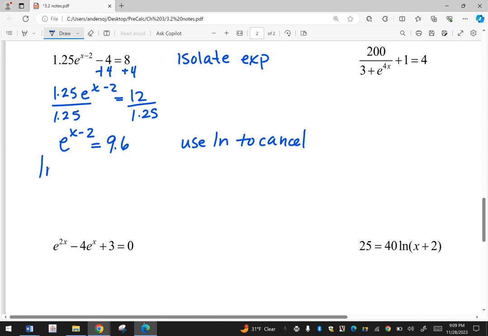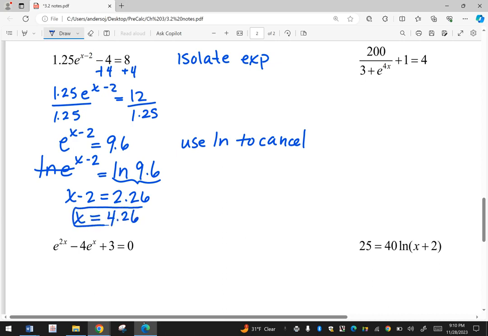So if I use ln on this side, then I have to use ln on the other side. When I use e and ln together on the same side, they cancel each other out. And this is just a calculation on your calculator. When I type in ln of 9.6, I get 2.26. And then I can add 2 to give me 4.26.